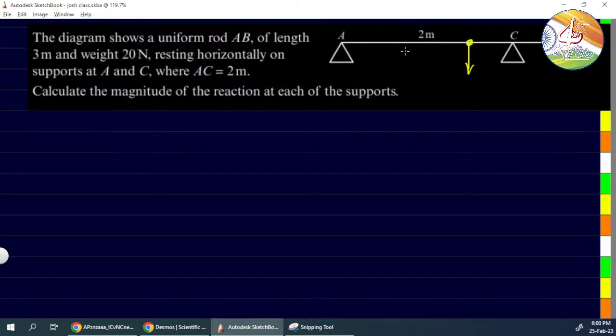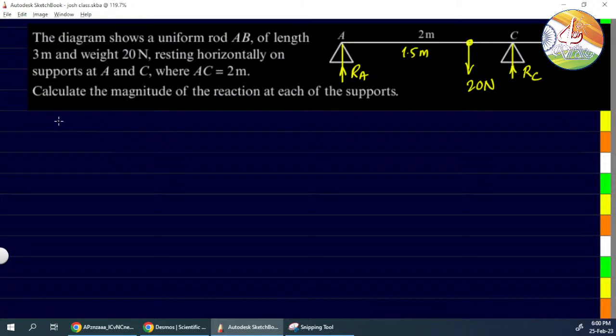The center means 1.5 meters, right? Yes, sir. And the weight is 20 newtons. Now to support this rod, we will get two reactions here. So let us call this RA. The reaction here, let's call it RC. Calculate the magnitude of reactions. So now we have to find the reactions.